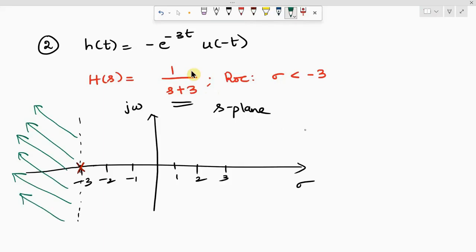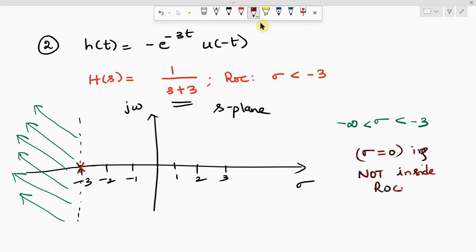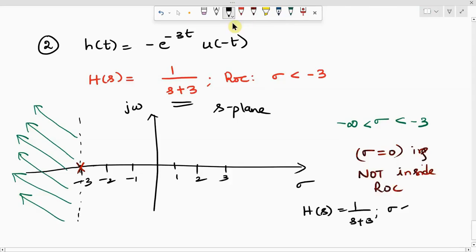Sigma less than minus 3. Now, what is the range for sigma? Minus infinity to minus 3. Now, is the sigma equal to 0 line present inside the ROC? No, sir. It is not inside the ROC. Therefore, the conclusion is that H of s equal to 1 by s plus 3 with ROC sigma less than minus 3 is not BIBO stable.